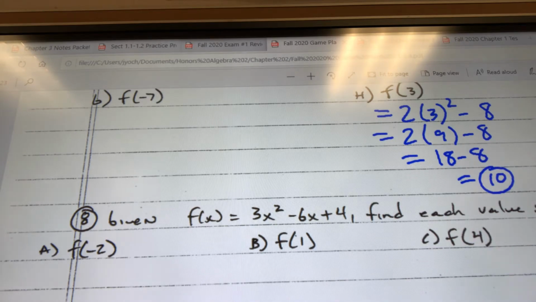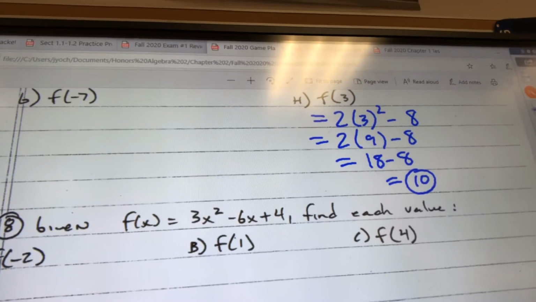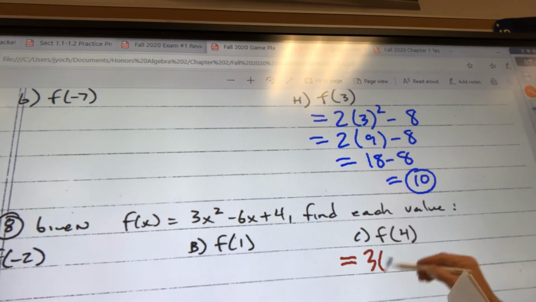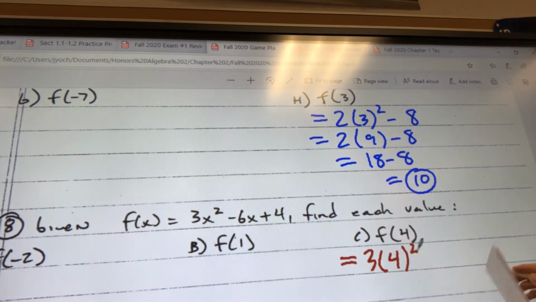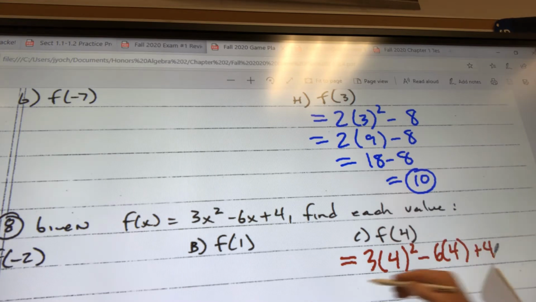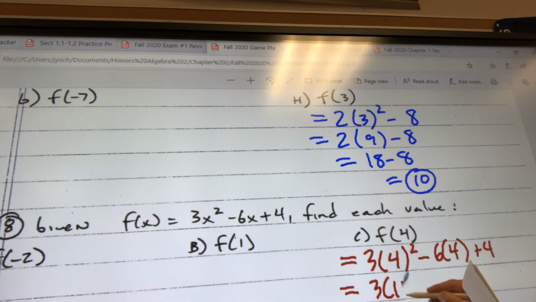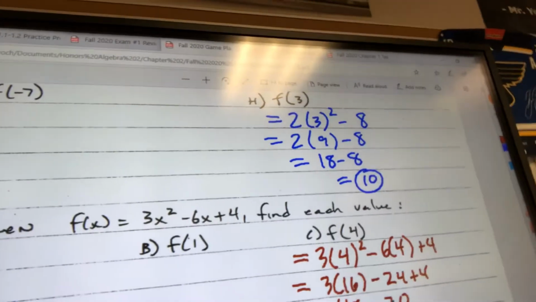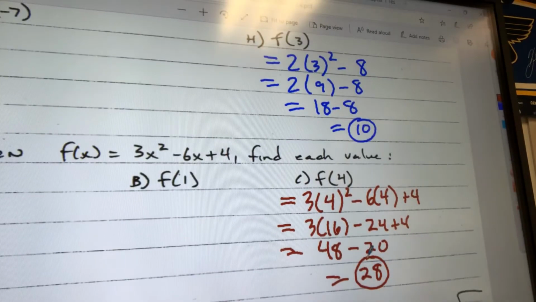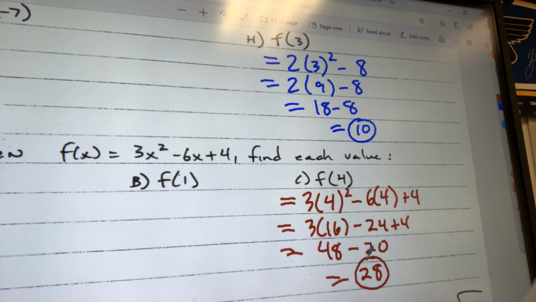All right, on C here on number 3. 3 times 4 to the second minus 6 times 4 plus 4. 3 times 16 minus 24 plus 4 is 48 minus 20, 28. And you're like, I didn't see that last part, 28. All right, that's page 3.